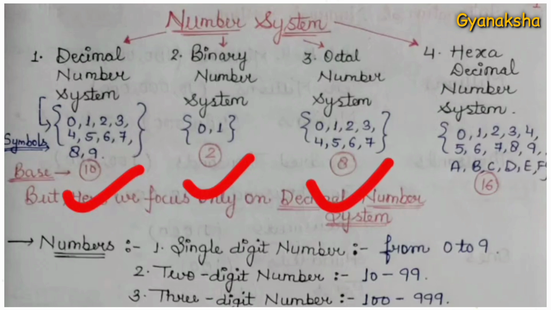And the hexadecimal number system contains 16 as the base, out of which 0 to 9, the 10 numbers, and A to F, 6 alphabets. Here we will only focus on the decimal number system. We all know single digit numbers start from 0 to 9, 2 digit numbers from 10 to 99, 3 digit numbers from 100 to 999, and so on.